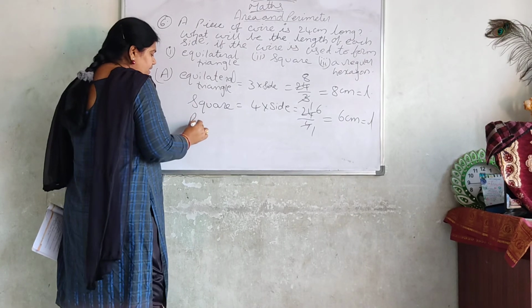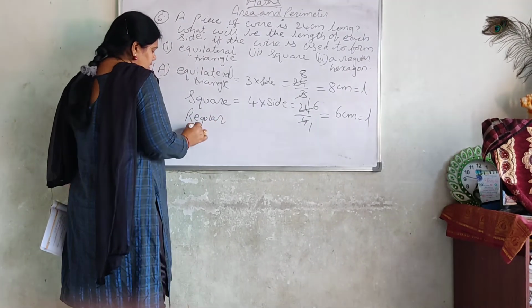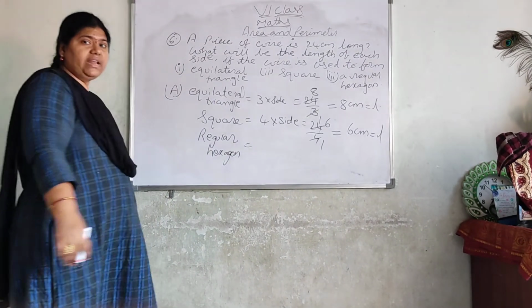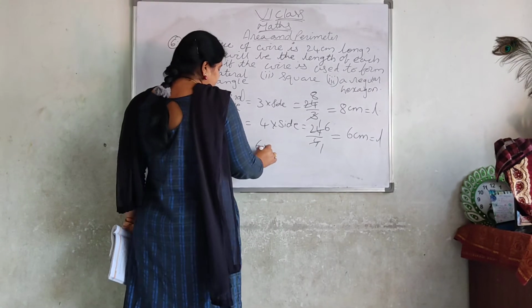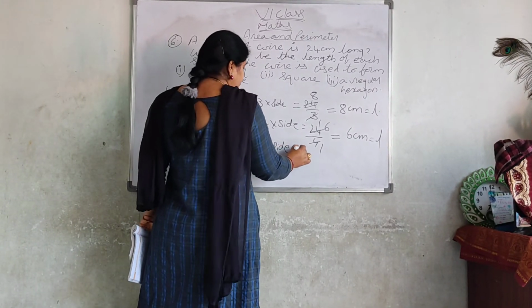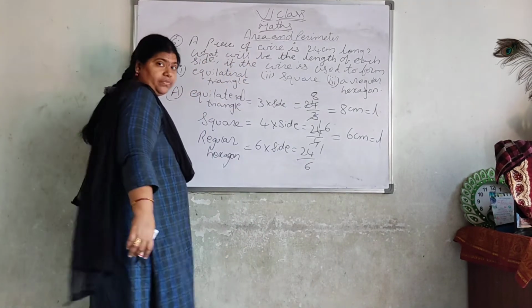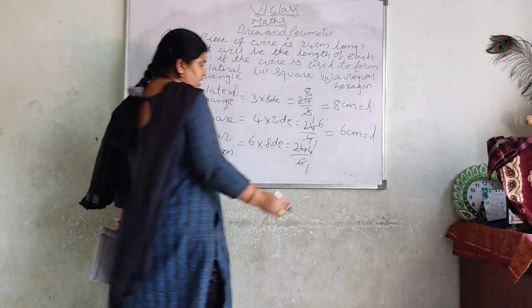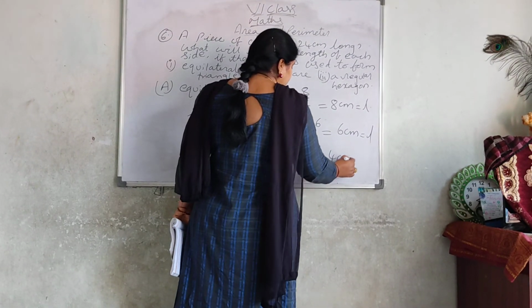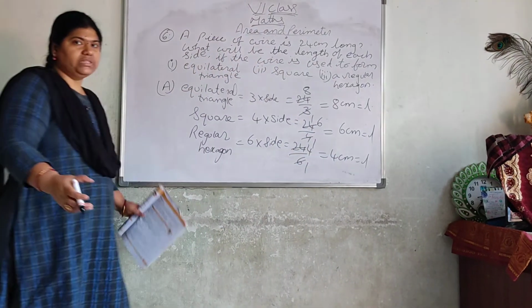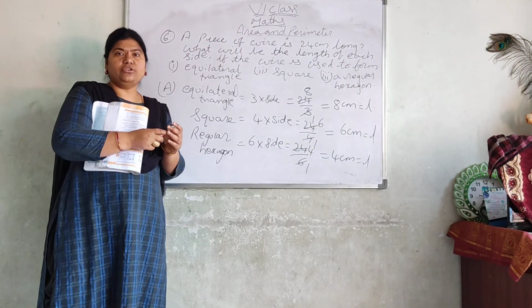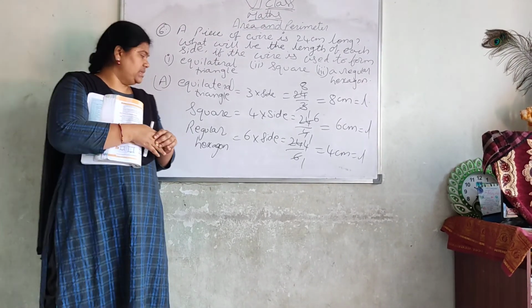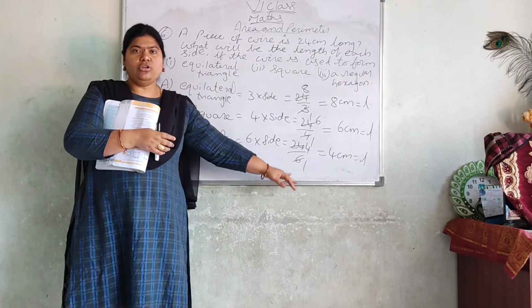Next one is a regular hexagon. Hexagon means how many sides it will have? 6 sides. Okay. 6 into the side is equal to 24 by 6. 6 ones are 6. 6 fours are 24. So that is equal to 4 centimeters. So each side is equal to 4 centimeters. In an equilateral triangle, each side is equal to 8 centimeters. In a square, each side is equal to 6 centimeters. And in a regular hexagon, it is equal to 4 centimeters.